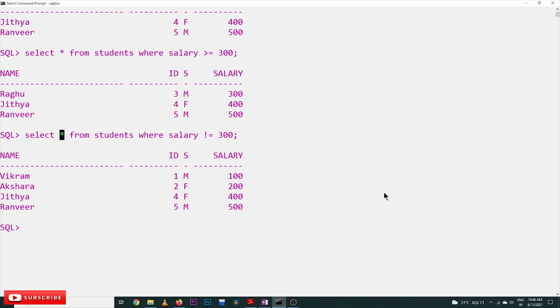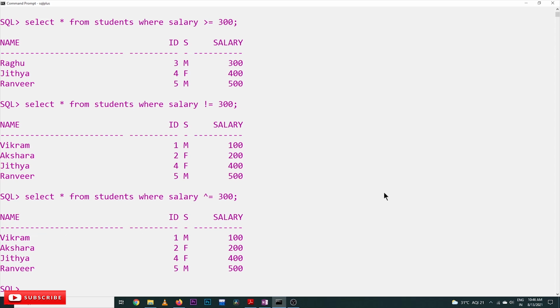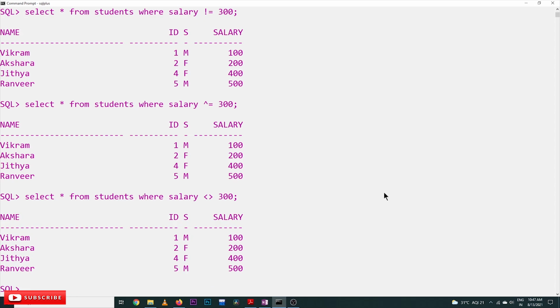Now the other symbols that can be used for not equal to. There are different symbols that can be used for not equal to. The caret equal to symbol is also used for not equal to, and the other symbol is less than and greater than. All these three symbols do the same work, which is not equal to. See, all the outputs are the same. So these are some of the single value test operators in SQL.